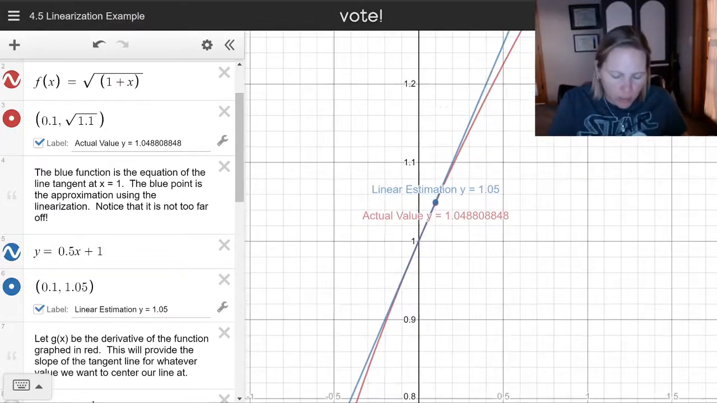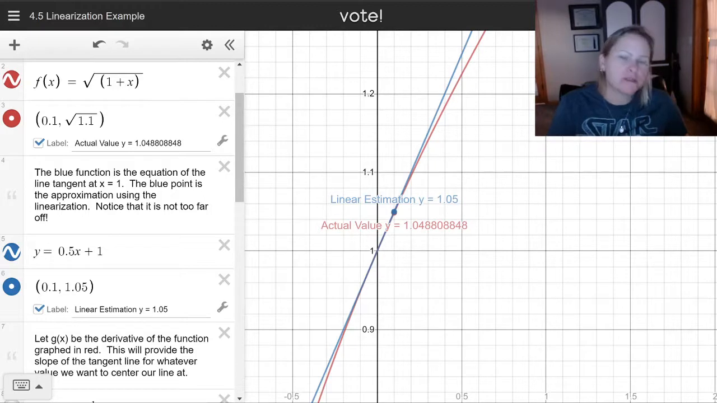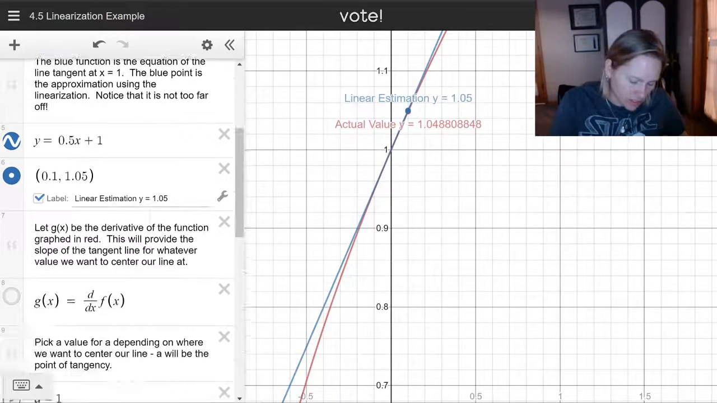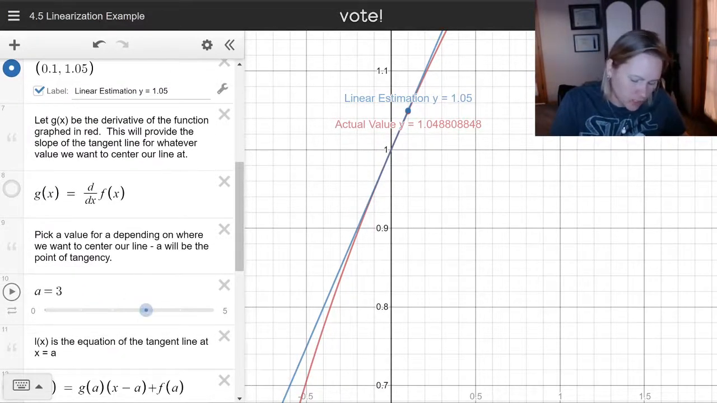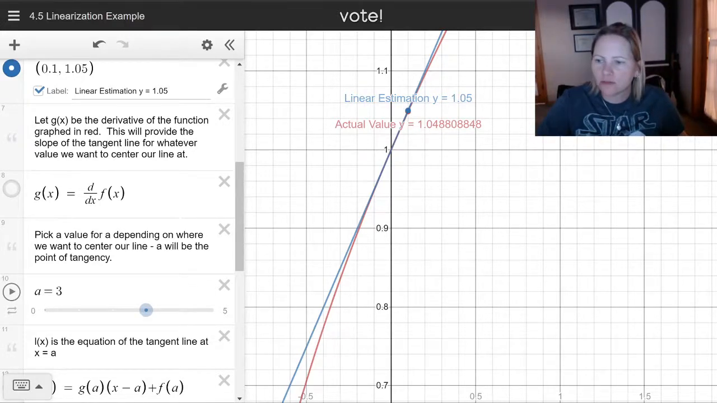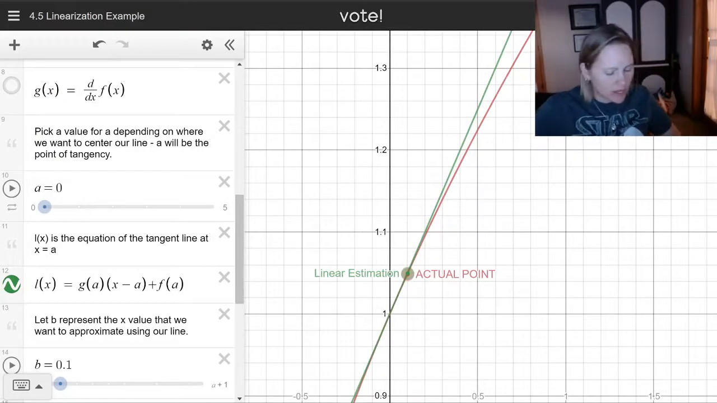So the point being, if I want to estimate a point that's further away, I might want to choose a different center. In other words, I might have to rewrite my linearization, rewrite that tangent line, and pick a different point of tangency. So to demonstrate this, let's take a look. I'm going to turn a couple of these functions off and reset my Desmos. Here is an example to show you that if I want to pick a different point, I'll need to rewrite the equation of my line.